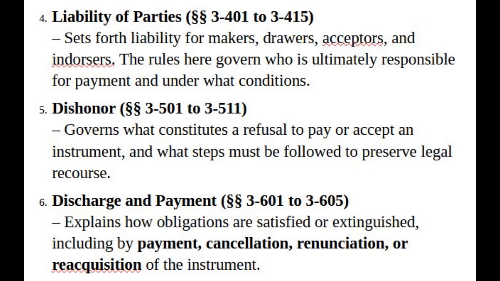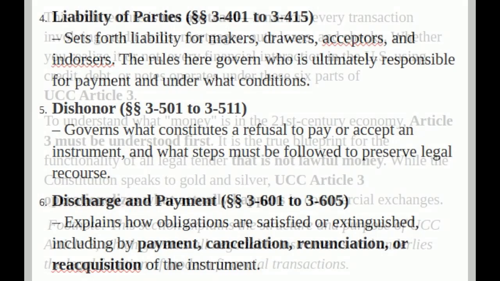5. Dishonor, Sections 3-501 to 3-511. Governs what constitutes a refusal to pay or accept an instrument and what steps must be followed to preserve legal recourse. 6. Discharge and payment, Sections 3-601 to 3-605. Explains how obligations are satisfied or extinguished, including by payment, cancellation, renunciation, or reacquisition of the instrument.